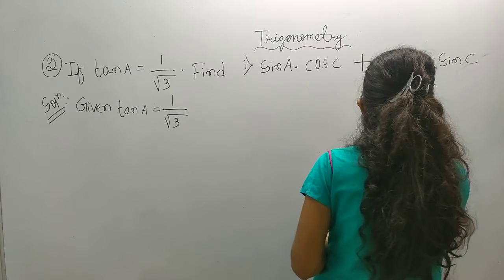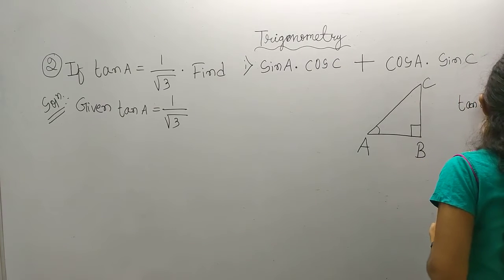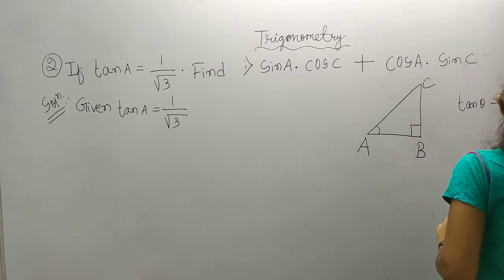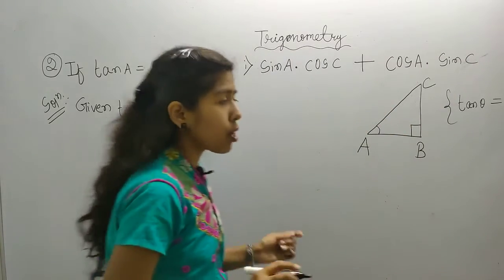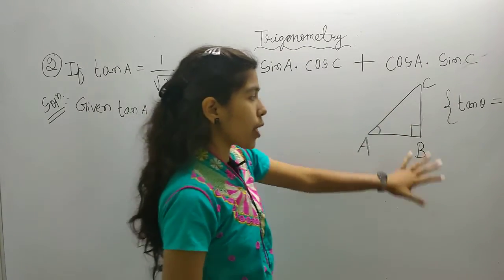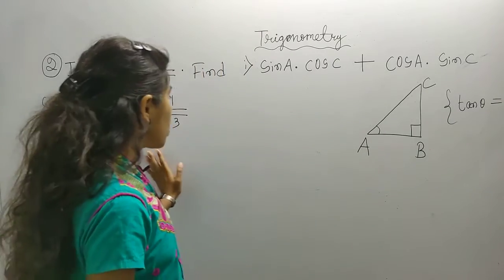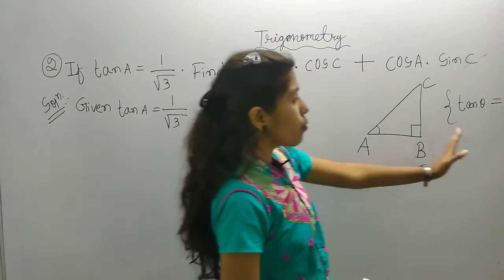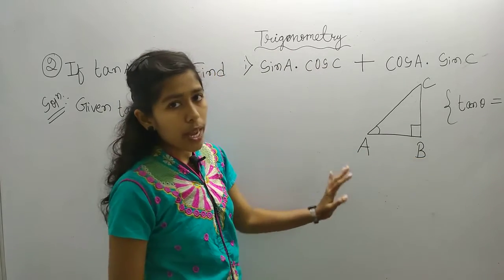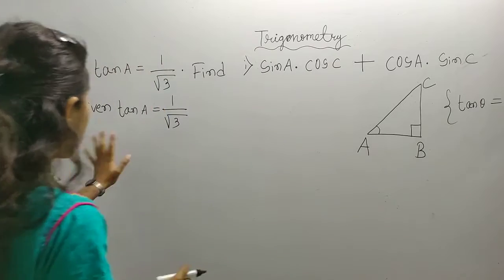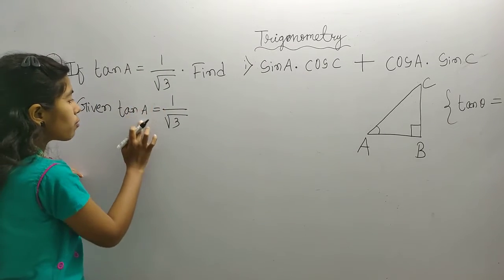Over. So here first write the tan theta formula. Tan theta equals to P by B. I am writing the formulas because in this triangle we can also get confused about these sides. So it's better to write everything clearly. If you write the formula, then you will not get confused nor make any mistakes. So tan A equal to 1 by root 3.